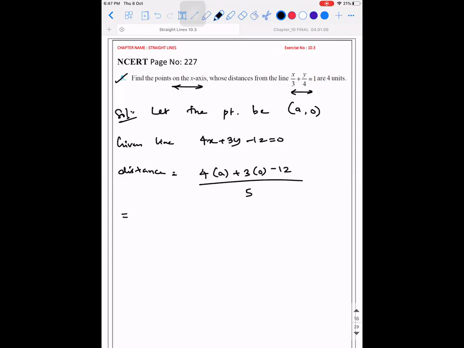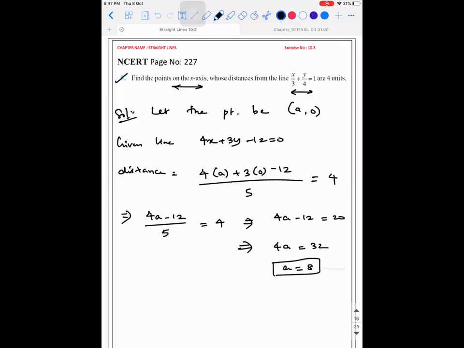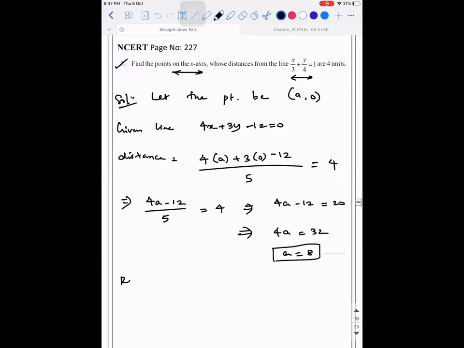So this will be equal to 4a minus 12 divided by 5. So how much is this distance given? 4, right? So which implies 4a minus 12 is equal to 20. 4a is equal to 32. A will be 8. So what will be the required point? Required point will be 8 comma 0.